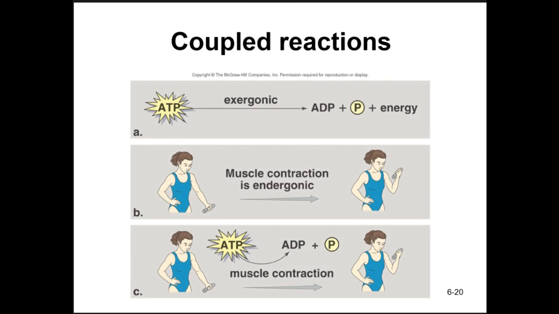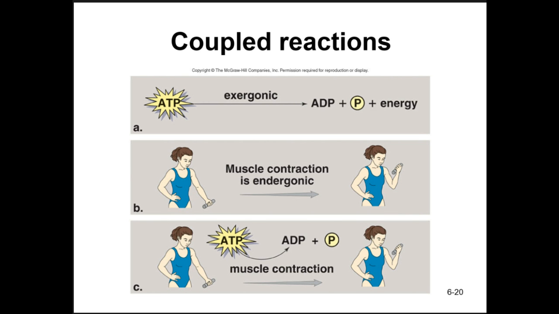This slide also shows another view of that process. The release of energy from the exergonic breakdown of ATP is used for the muscle contraction, which is endergonic. We'll stop here before proceeding with the next segment of the lecture.